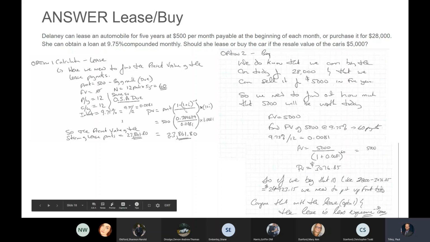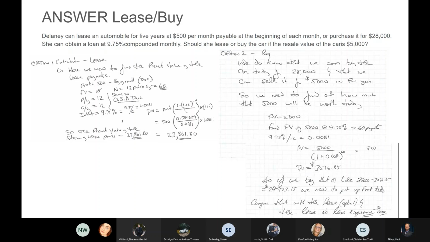The total cost of the car to lease it is $23,800. Well, we're looking for the least cost option, so the least cost option in this particular case is the lease. So we'd recommend leasing the car. That's how you do those. You're basically comparing two options. Any questions on that?